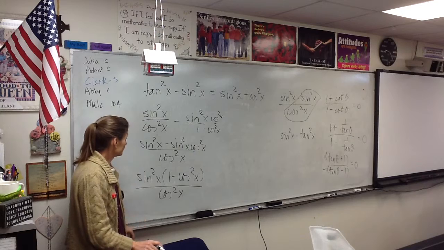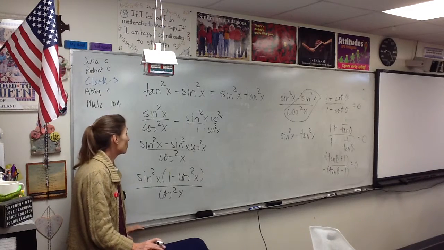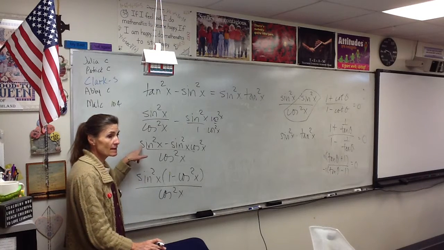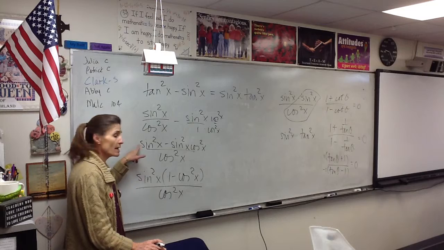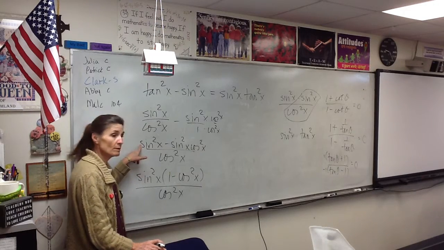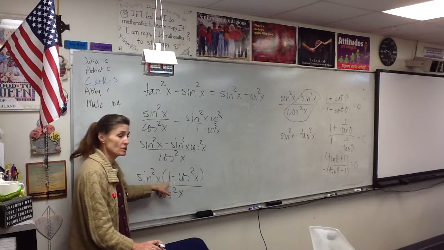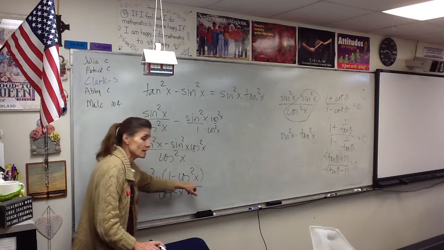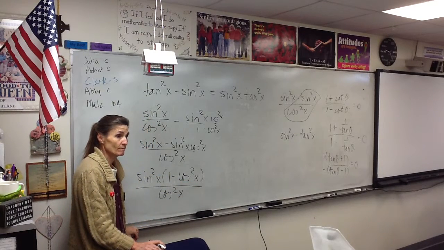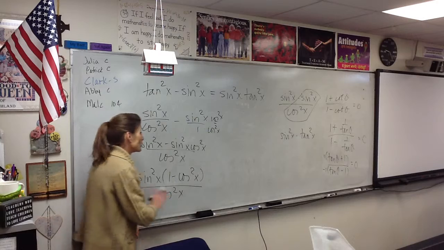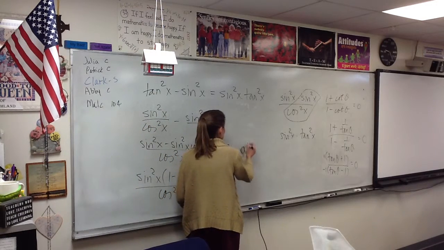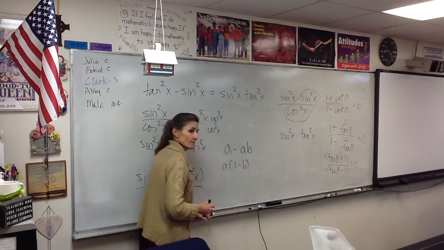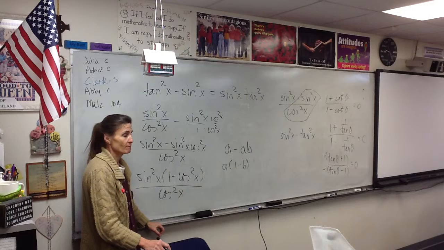Why isn't that negative 1 minus cosine squared? Okay, why would it be negative 1? Because it's negative. Okay, I'm pulling this sine squared out. There's no negative on that sine squared. So when I pull out a sine squared from a sine squared, I just get 1. When I pull a sine squared out of a negative sine squared cosine squared, I get a negative cosine squared. It's no different than if you had A minus AB. If you pull out an A, it's 1 minus B. Exactly the same idea.